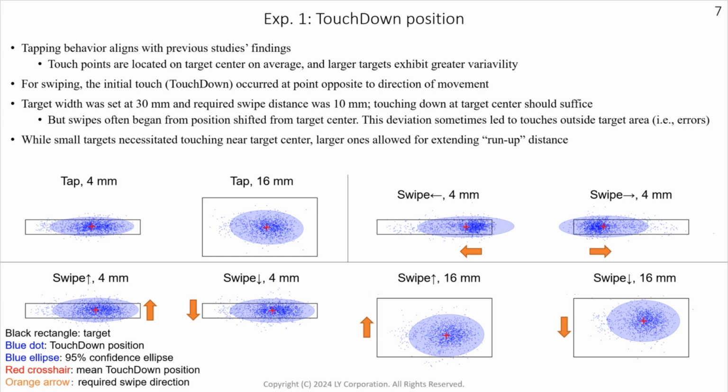To analyze swiping actions, we plot where fingers touched the target. As with previous studies, taps were typically centered on the target, with a greater variance for larger targets. Conversely, swiping started touchdown at the point opposite to the movement direction. Additionally, when the target was small, touches were near the target center. But as the target size increased, there was a tendency to start from a longer distance.